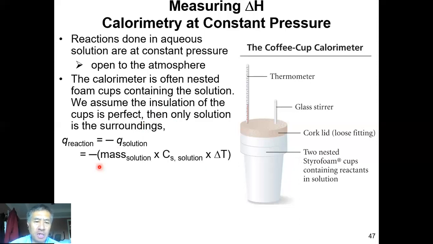Equals negative, coming from this negative, and for Q, we use our one equation for heat, which is mass times specific heat times temperature change. We give those subscripts indicating what the mass is for, what the specific heat is for, and the temperature change will also be for this solution. Therefore, we can write our delta H reaction. So delta H reaction will equal Q reaction divided by the number of moles of those substances.